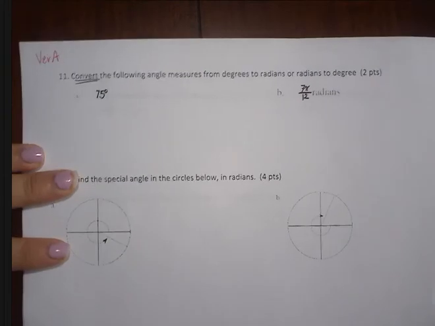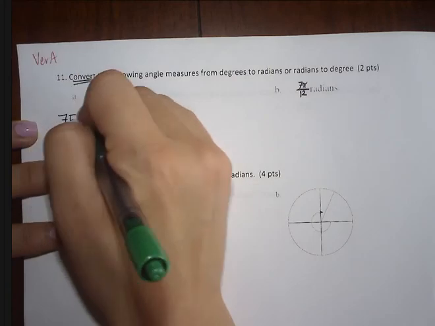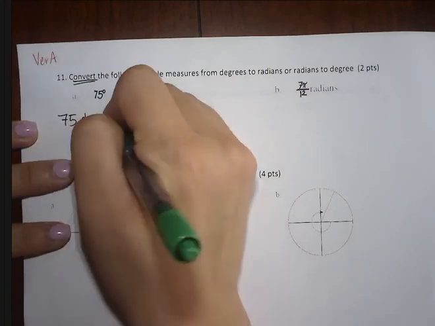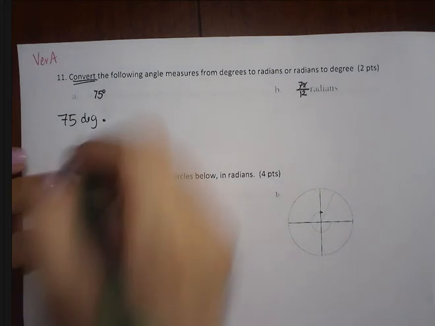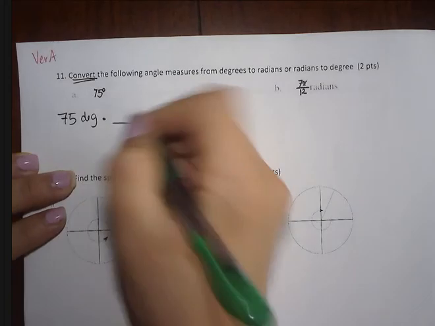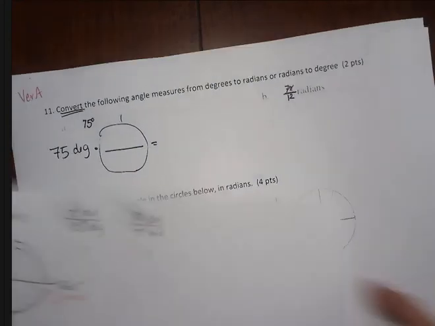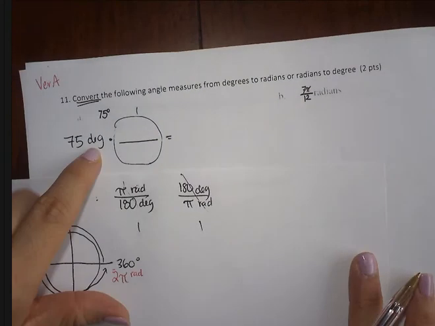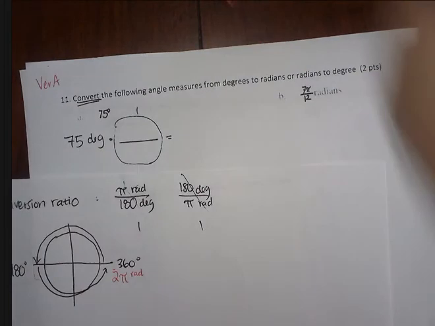So we have 75 degrees. We're going to multiply that, not using an equal sign. We're going to multiply it by 1. If we multiply it by 1, it's the same. What kind of one? Which one do we want to use? The one where we're going to have the degrees cancel out. So we want the degrees to be on the bottom, because they're going to cancel.